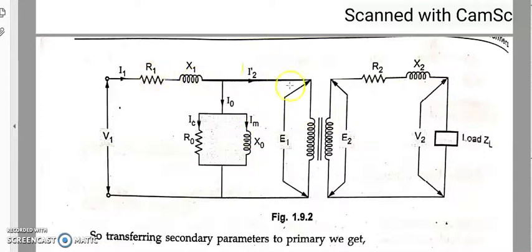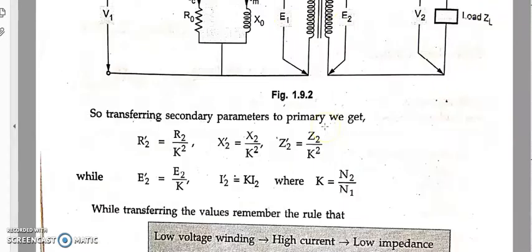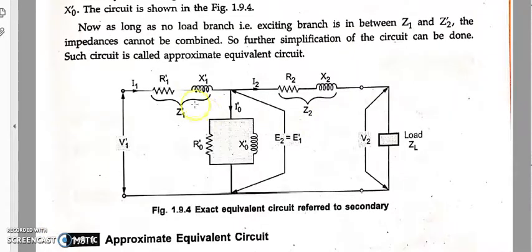So R1 becomes R1 dash, X1 becomes X1 dash, R0 becomes R0 dash, X0 becomes X0 dash, as well as E1 becomes E1 dash. Okay, we shall see that. You can see all things have been transferred here. R1 becomes R1 dash, X1 dash, Z1 dash.